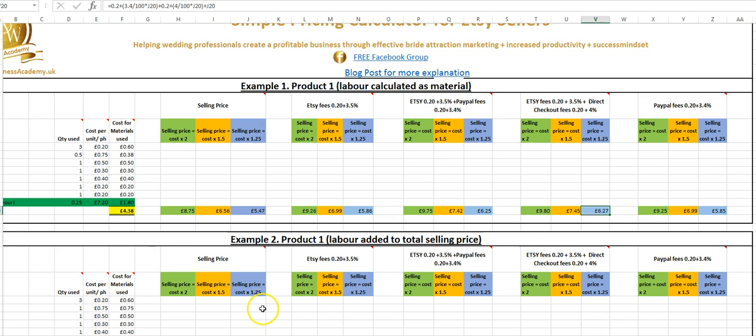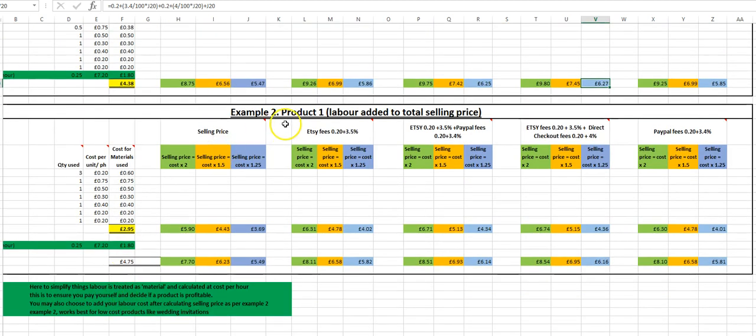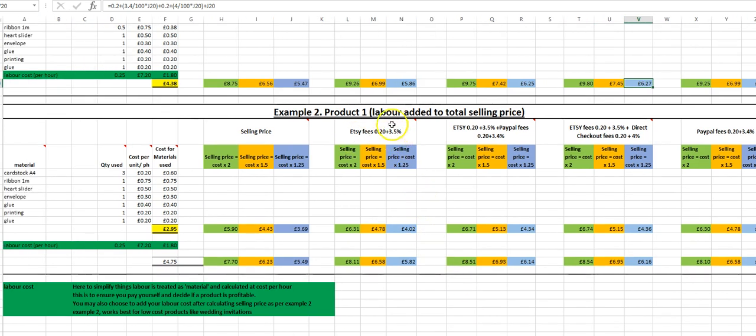But again, this is a choice and it's entirely up to you. And in the next example, example 2, we still use the same product, but we use labor as an added cost to your total selling price. So it is not included in your materials. It is included after your materials. So here again, it's exactly the same sales formula.